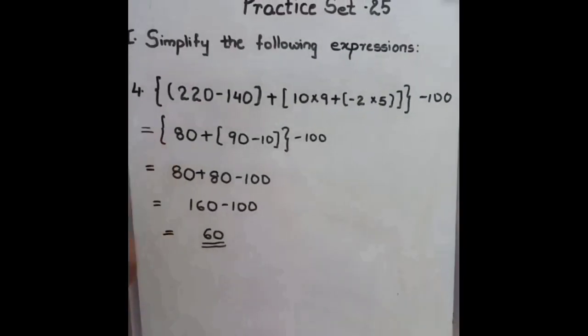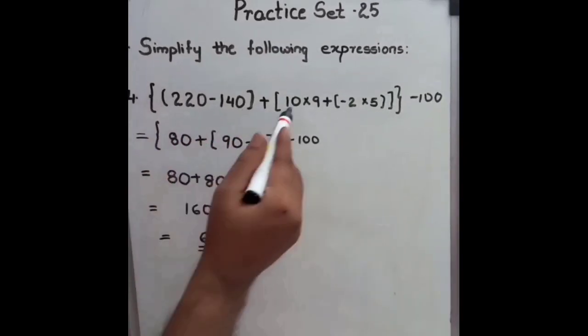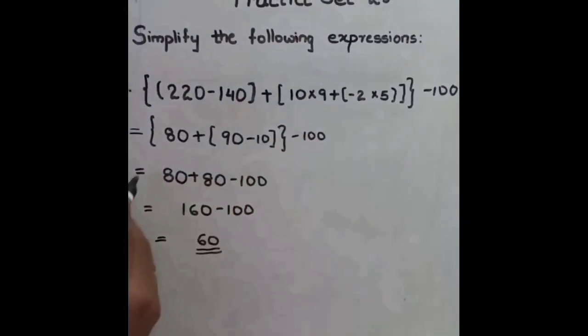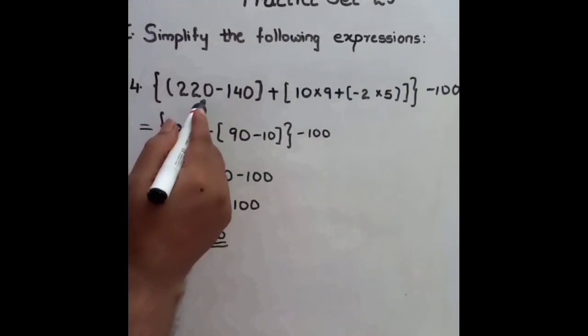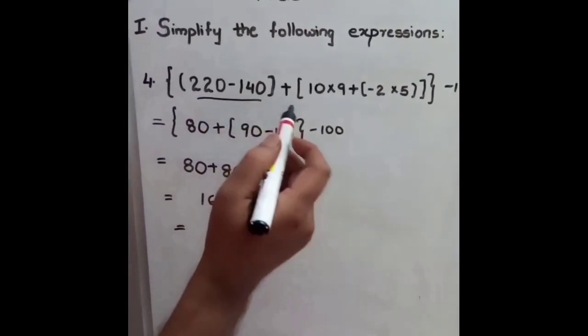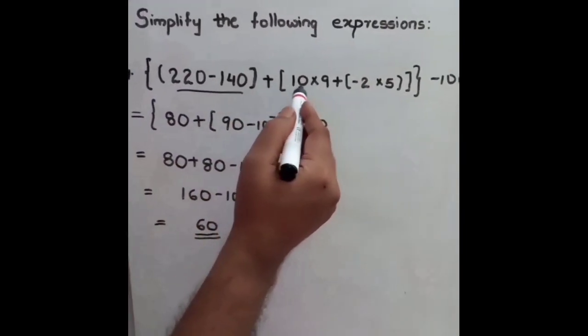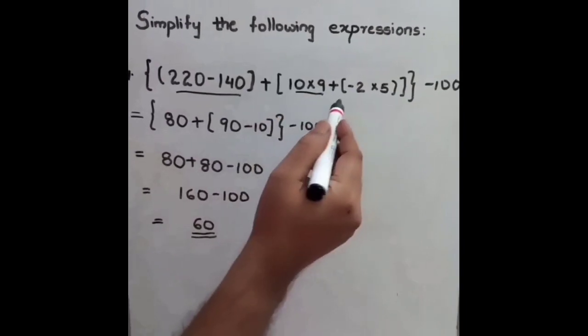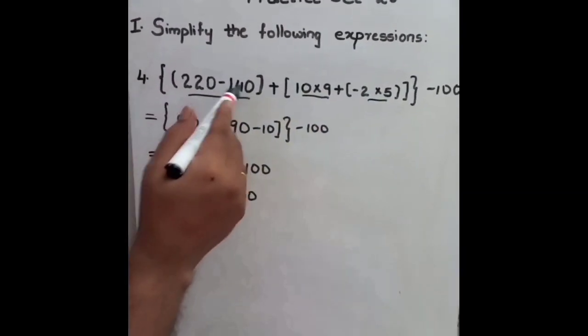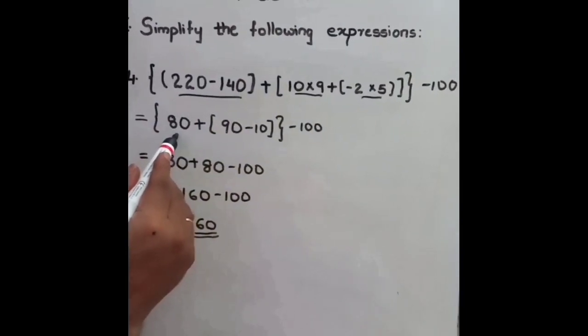Now we're going to solve the fourth sum, that is 220 minus 140, plus 10 into 9 plus minus 2 into 5 in bracket, minus 100. In this part we can see 220 minus 140 is in bracket, so we are going to solve that first. Then the multiplication part in the big bracket, another one. So 220 minus 140 comes up to 80.